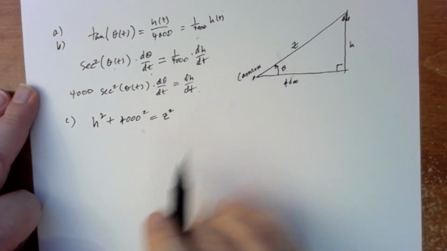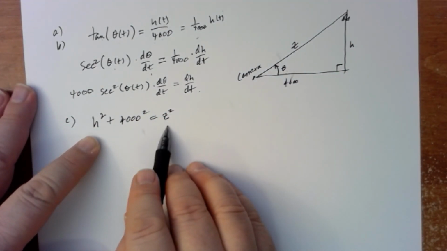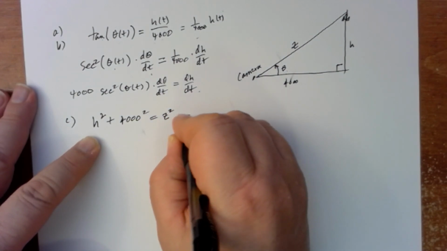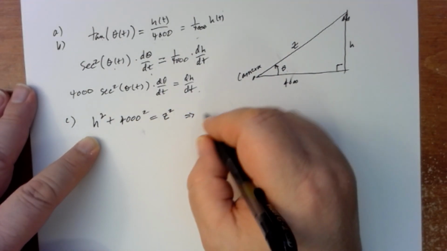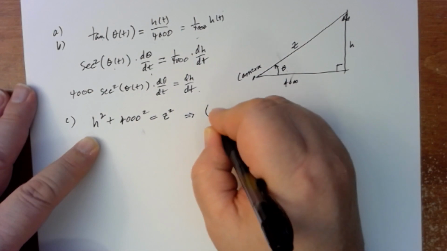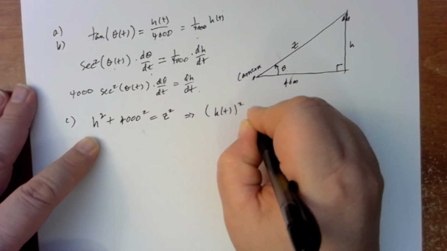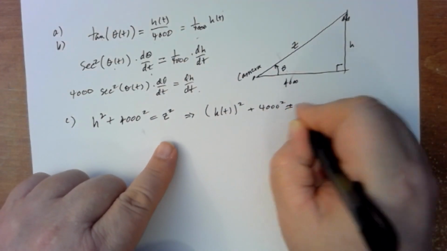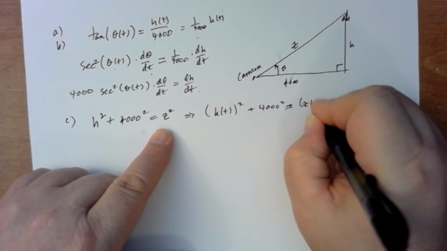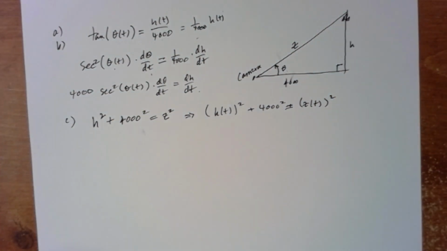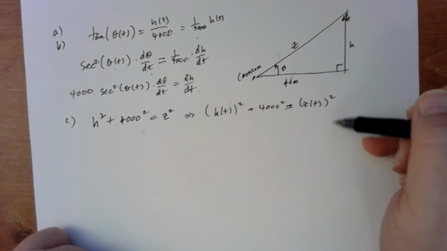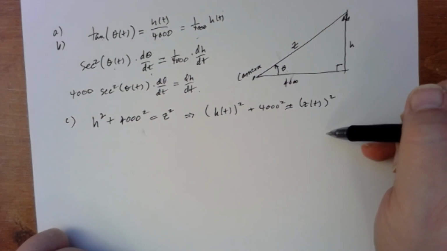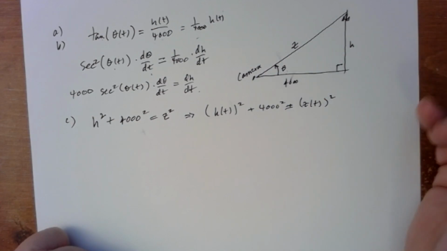And also I should again remember that h and z are actually functions of time, right? So it might be clearer to write this as h of t squared plus 4,000 squared is equal to z of t squared. Okay. So now you can probably guess we're going to be differentiating this. So let's just go ahead and find the relationship between these rates of change.